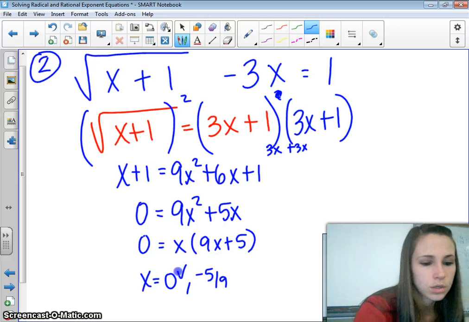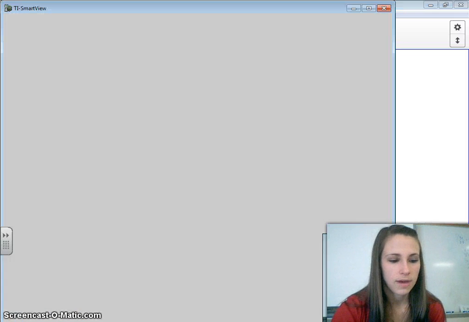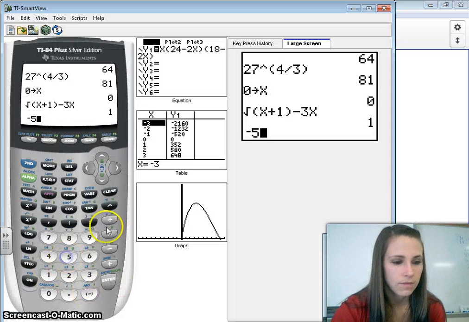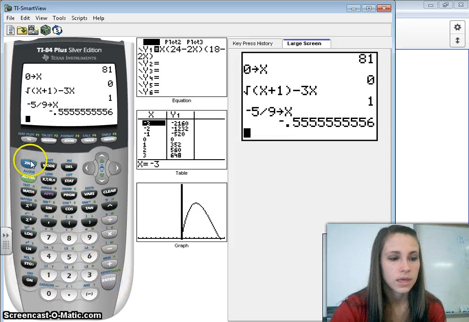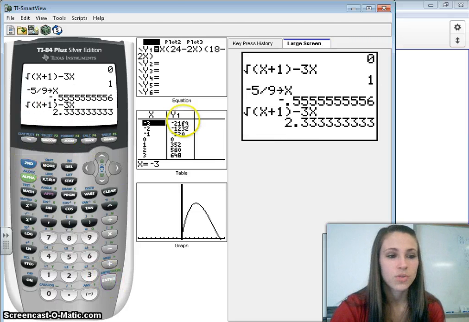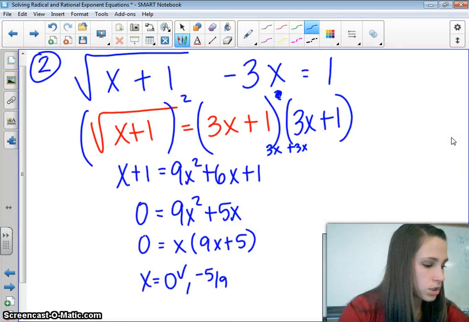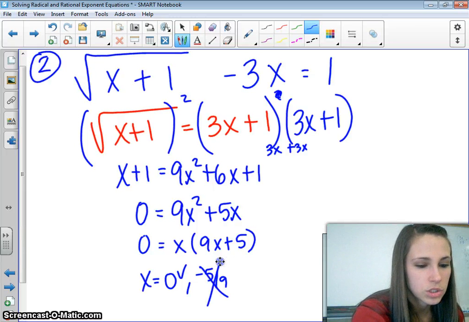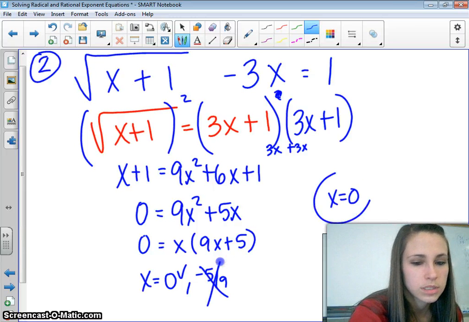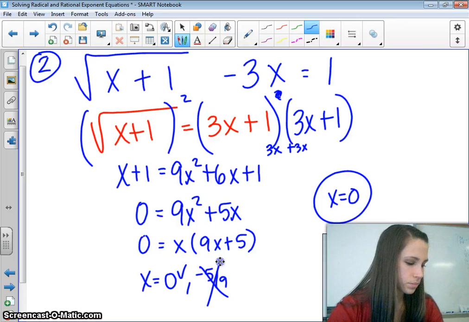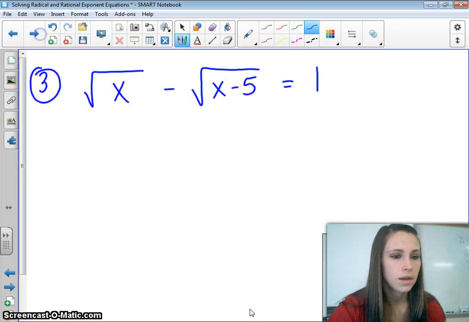So this one works. Let's check negative 5/9. So I'm going to say negative 5 over 9, store x, and then second enter to pull up what I just typed. And so that does not equal 1. So that is not going to give me a solution. So x equals 0 is my only solution there. Alright, number 3.